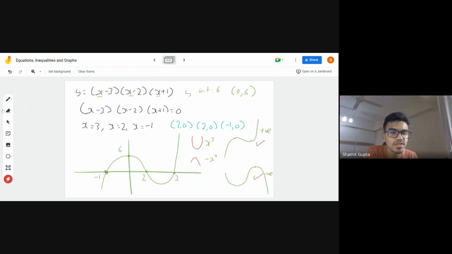Now, what if they ask you for the modulus of this graph? Then the modulus of this graph will just have the negative part reflected, so like this and like this. The modulus of this graph will just have the negative part reflected upwards.